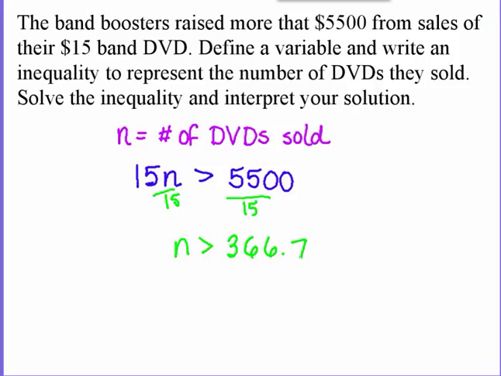Okay, so now let's think about what that means, because this is really important in this problem. It says, solve the inequality and interpret your solution. N is greater than 366.7. But what does N represent? Number of DVDs. So can you have 0.7 of a DVD? No, so 367. So really, they must have sold more than 367 DVDs. So that's an important thing to understand about the rounding in this problem.